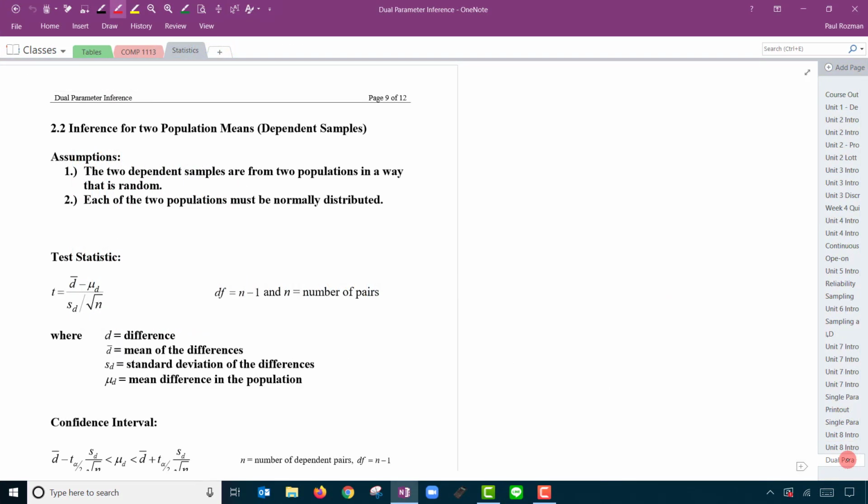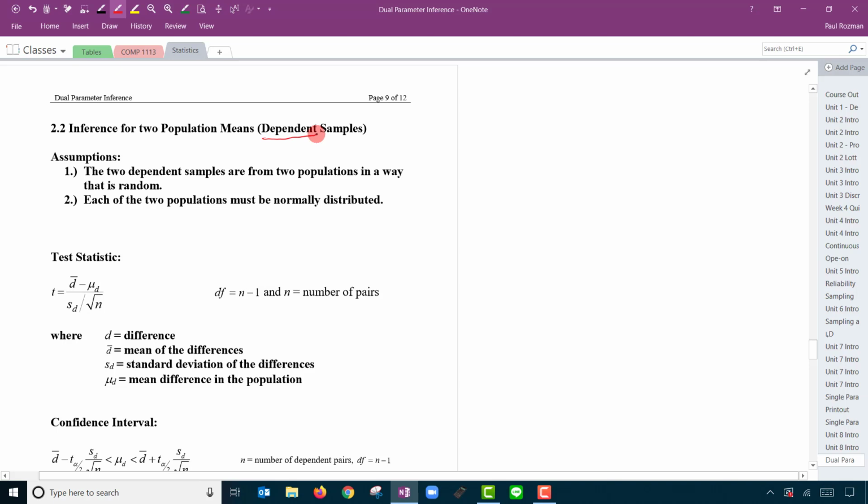So, inference for two population means when we have dependent samples. It turns out to be your basic hypothesis test for a single mean, because we have two populations, but our test subjects end up, say, in both populations. And that's how the dependence occurs.